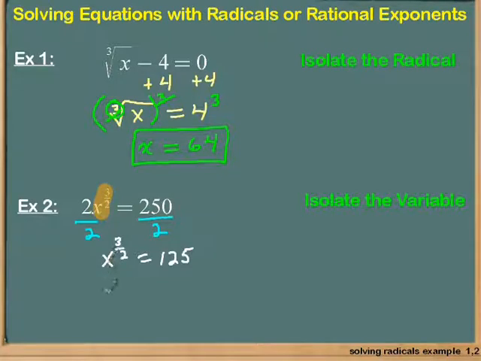Now, I need to get x to the first power. So can you think of what I have to multiply that 3 halves by to get that to a value of 1? Yep, you're right. 2/3. Whatever I do to one side, I do to the other. If you multiply this 3 halves times 2/3, you're going to end up getting a value of 1. And that's exactly what we wanted to do. I'm just going to go ahead and write what I now know I have, 125 to the 2/3. We're not done yet. We have to simplify this.